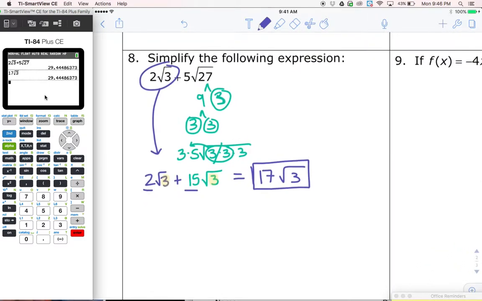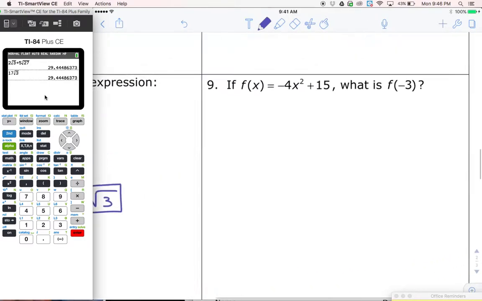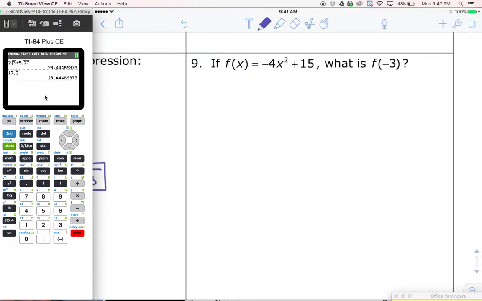All right, problem number 9. If you're given f of x equals negative 4x squared plus 15, what is f of negative 3? Remember we talked about this earlier? If you have a number inside of here, it's an x value. So we're going to plug it in. Right? Think about it, guys. If I had f of x equals negative 4x squared plus 15, and then I'm looking at f of negative 3, well, didn't this x turn into a negative 3?